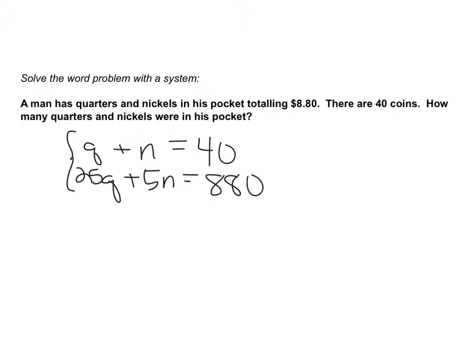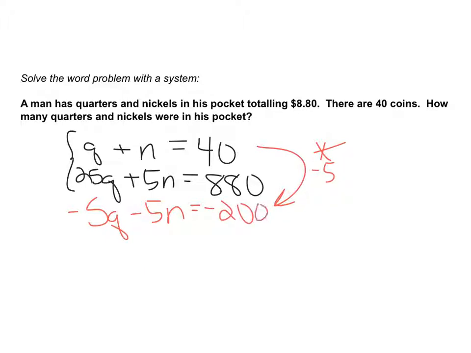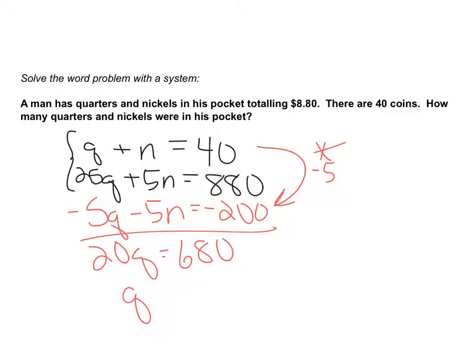Now we're going to go ahead and solve this system. I'm going to multiply the first one by -5. That way the nickels will eliminate. So I will have -5q, -5n equals -200. I add these up, I get 20q is equal to 680. And I divide both sides by 20, and I get 34 quarters total.